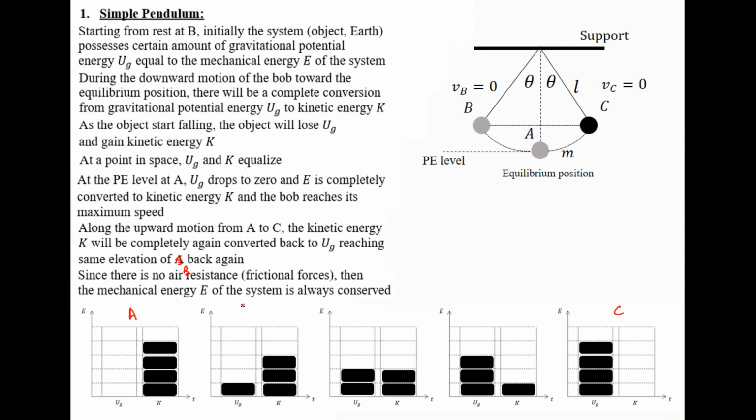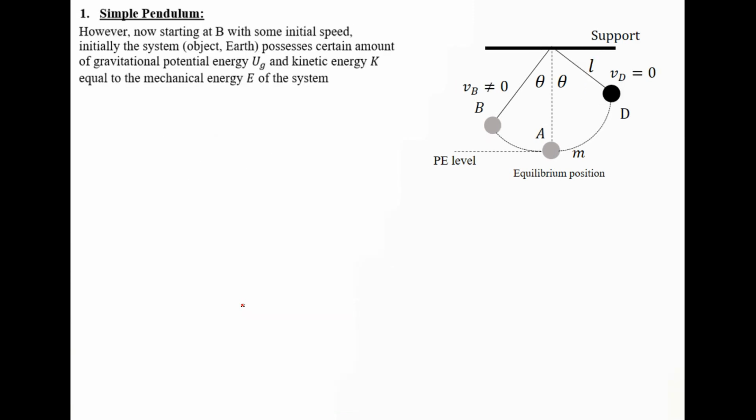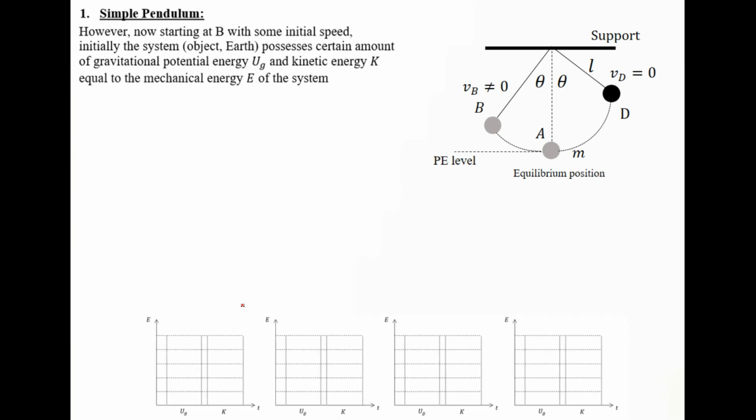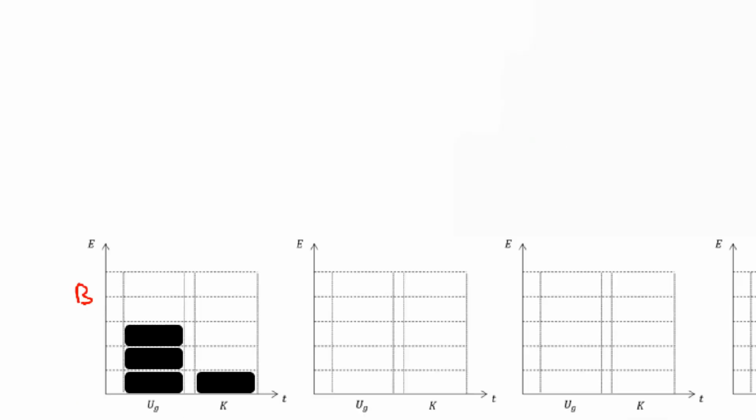Since there is no resistance or frictional forces, the mechanical energy of the system is always conserved. However, now starting at B with some initial speed, initially the system object-Earth possesses a certain amount of gravitational potential energy UG and kinetic energy K equal to the mechanical energy E of the system. So initially at the point B, we have gravitational potential energy and kinetic energy.